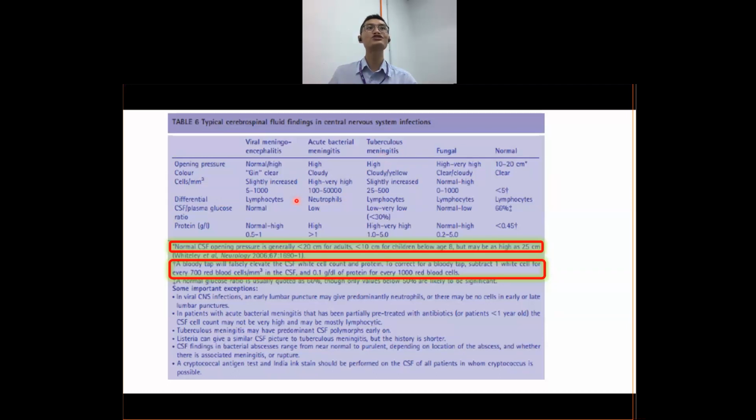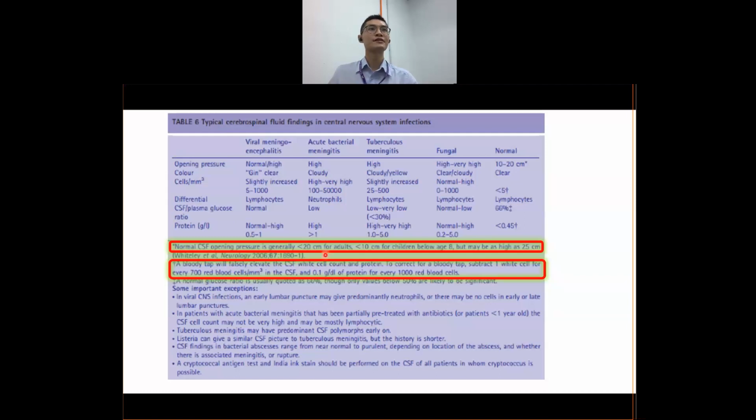So we measure the glucose in the CSF. The ratio of the CSF to plasma glucose is usually very, very low in tuberculous meningitis. With regards to the protein, usually it is very high in bacterial meningitis. In viral meningitis, it is usually normal or slightly elevated. The normal opening pressure for adults is usually less than 20 cm water.